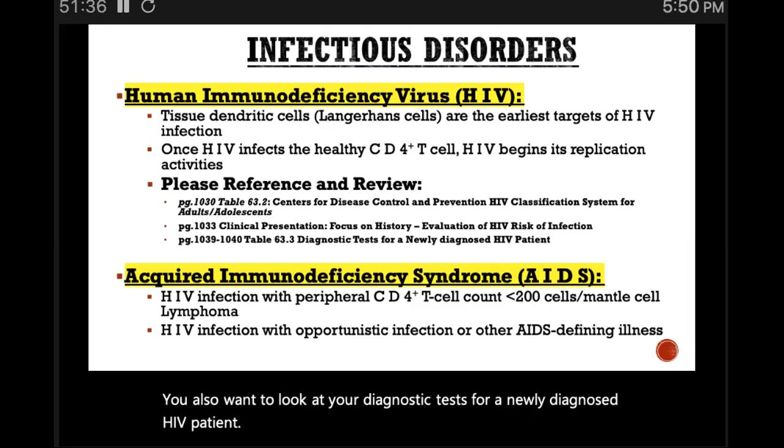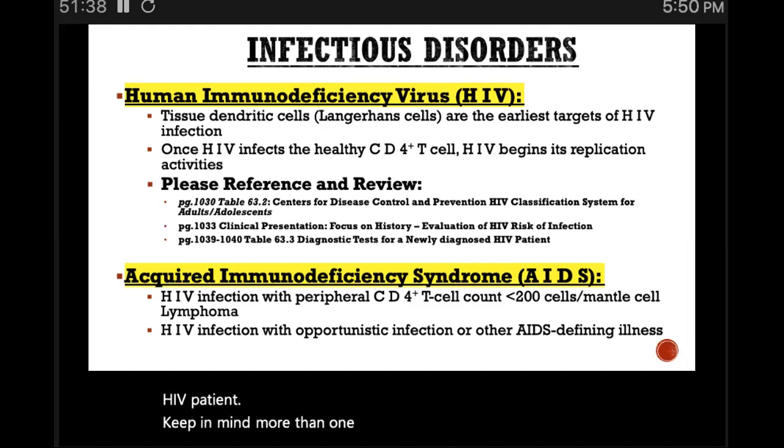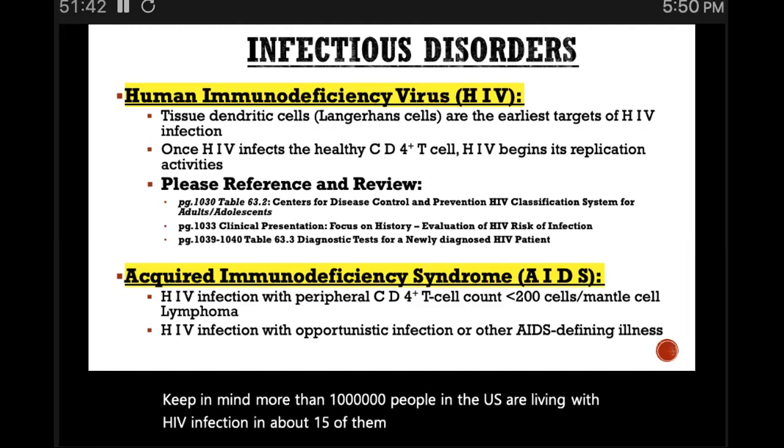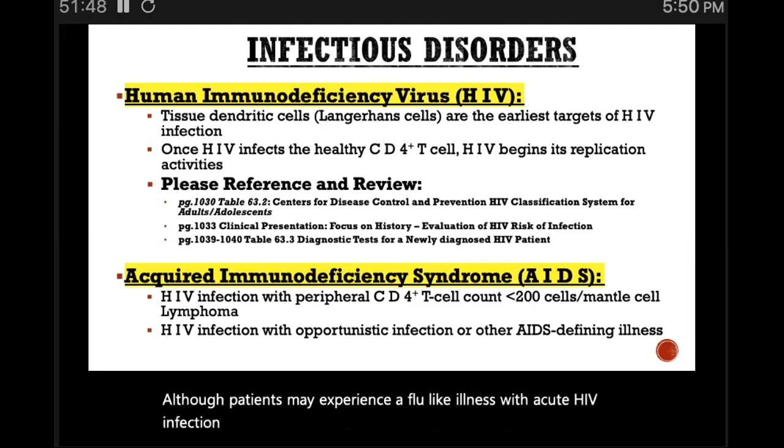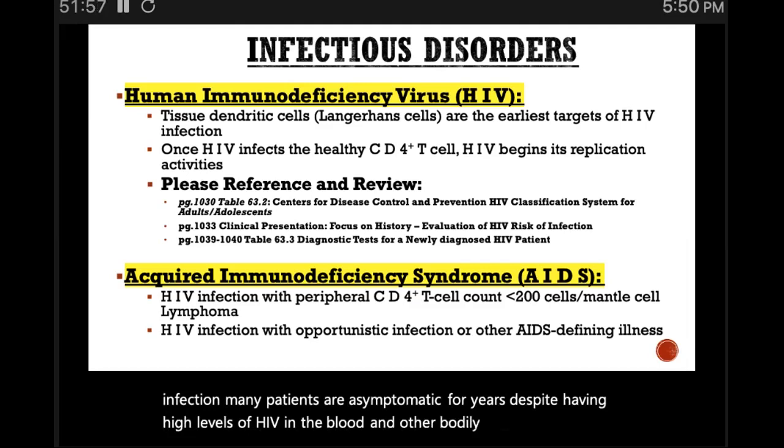Keep in mind, more than 1 million people in the US are living with HIV infection, and about 15% of them are unaware of their infection. Although patients may experience a flu-like illness with acute HIV infection, many patients are asymptomatic for years despite having high levels of HIV in the blood and other bodily fluids such as semen.